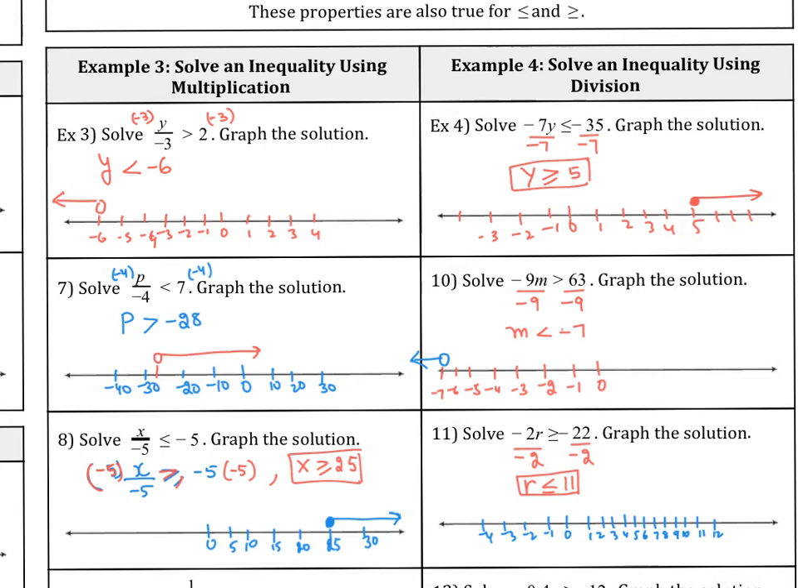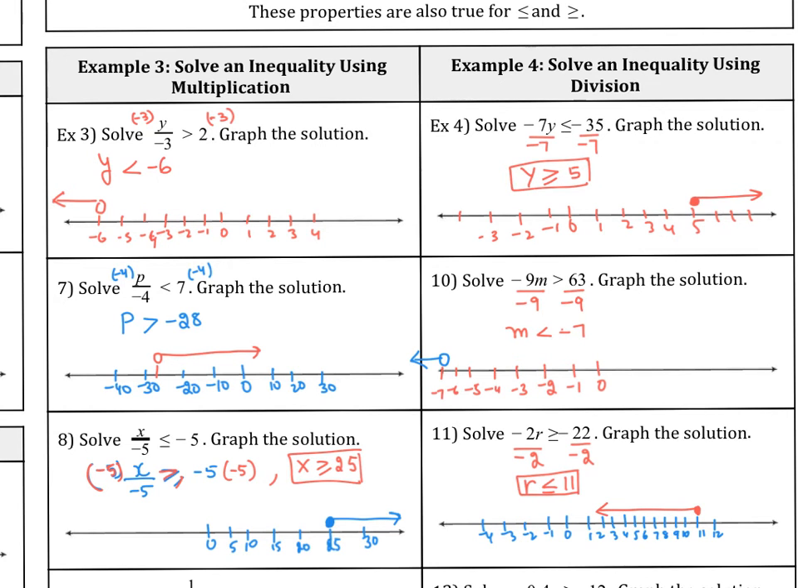For number 11, you're going to divide by negative 2 on both sides. So r is less than or equal to 11. On a number line, on top of 11, you're going to make a closed circle. So here is going to be a closed circle on top of 11, and it's going to go in the less than direction.